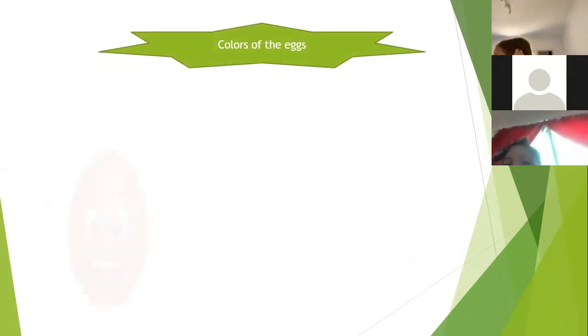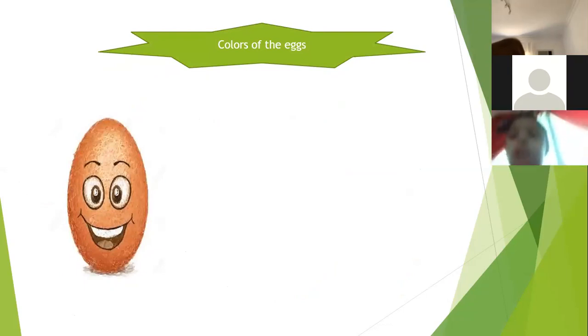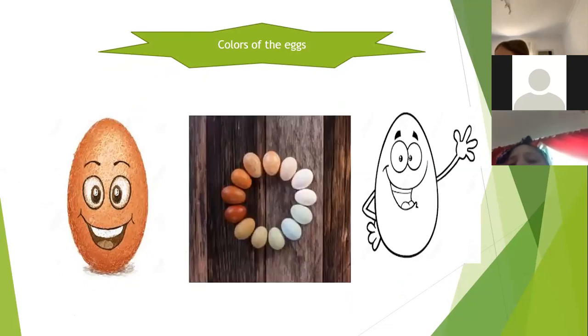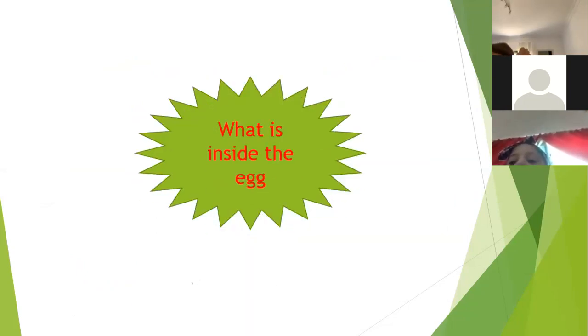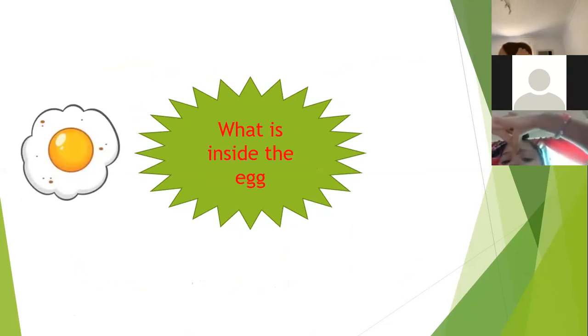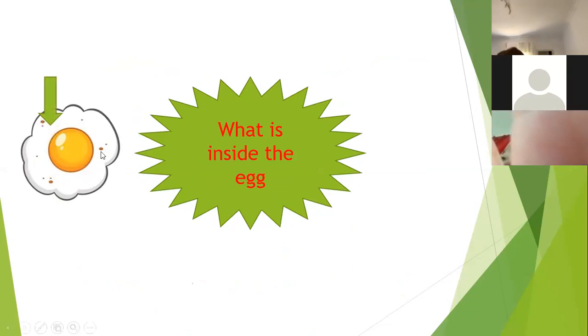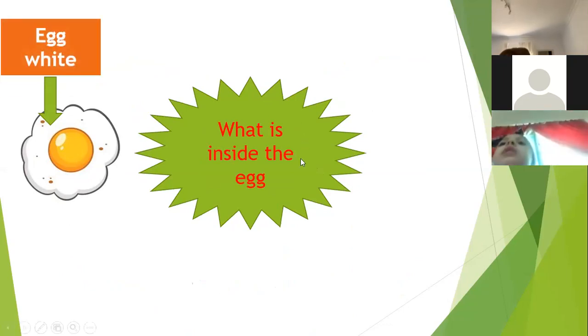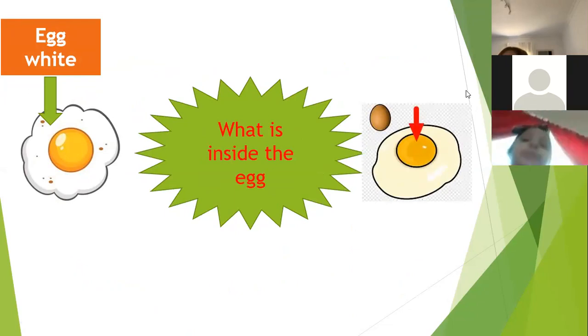Okay, KG. I told you before, eggs can come in different colors. These are some colors for eggs. And if we wanted to open the egg, what can we see inside? We can see two colors, white and yellow. This is the white, we call it egg white.